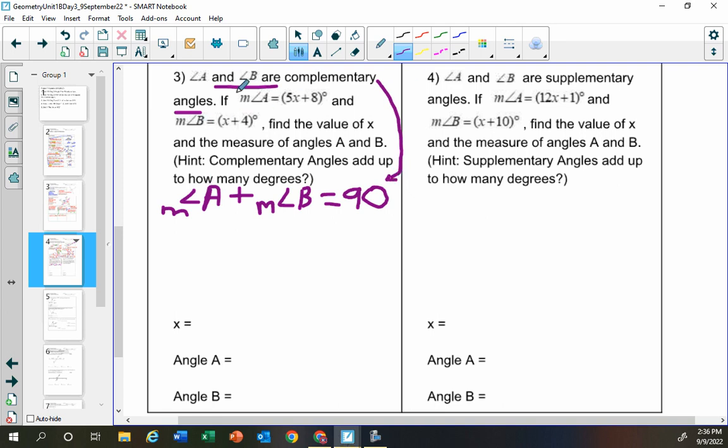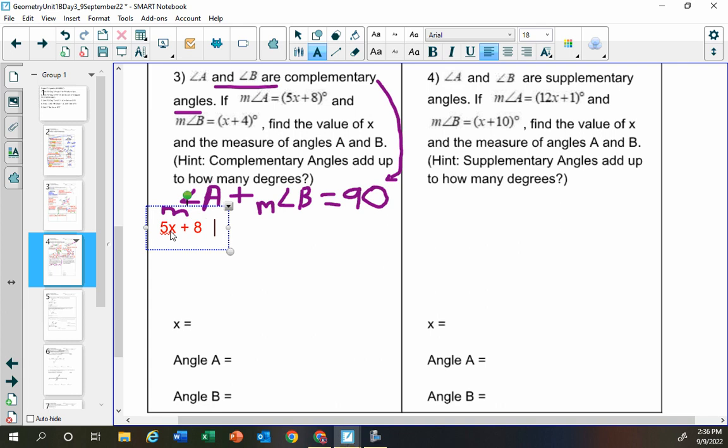But what did we say angle A is going to be? What expression? 5x plus 8. You're going to replace angle A with 5x plus 8, plus x plus 4. And what must this sum equal? 90. Yup. All right. Combine like terms. 5x plus 1x, so it'll be 6x. 6x it is. Very good.